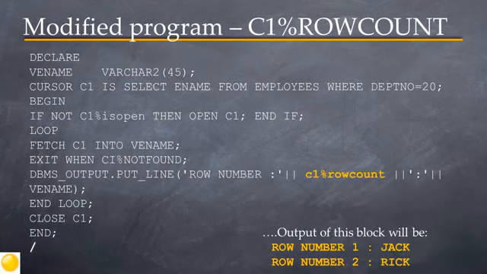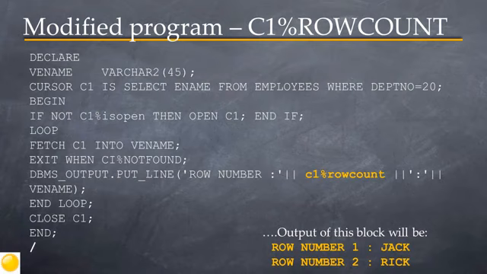Now here is a program that shows you the usage of the %ROWCOUNT attribute. If you want to display the names of the employees along with a number indicating 1 for the first name, 2 for the second person's name, then you can use the %ROWCOUNT attribute. Look at the desired output at the bottom of the slide. The name Jack is prefixed by the words row number and followed by the number 1. The name Rick is prefixed by row number 2.